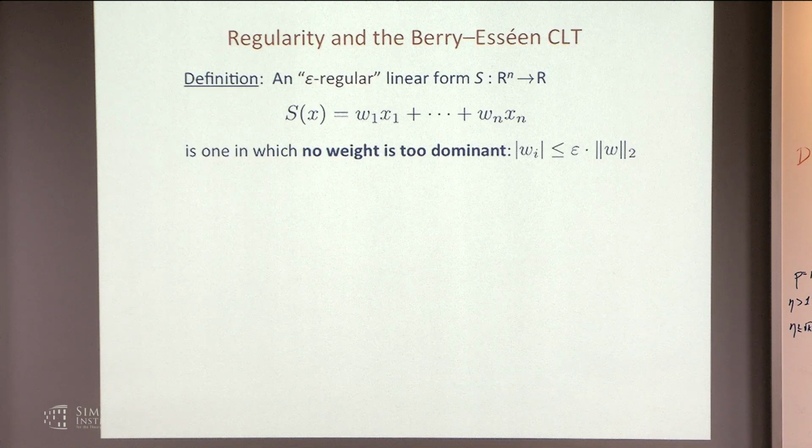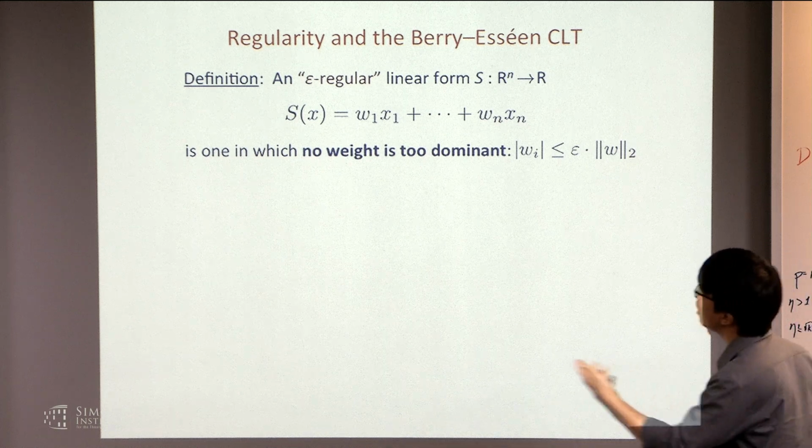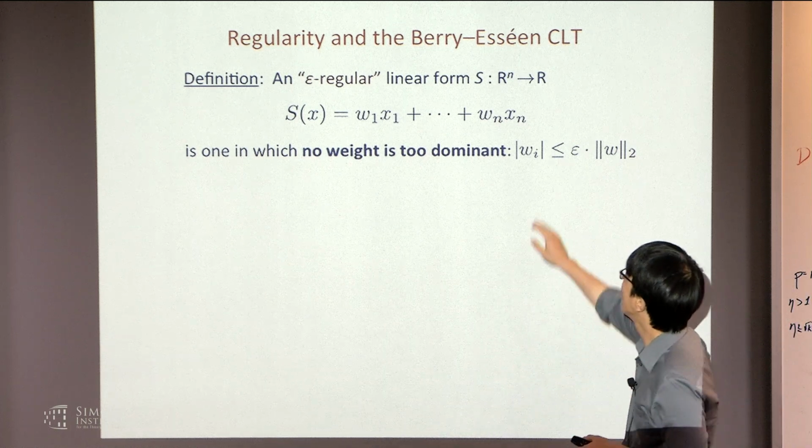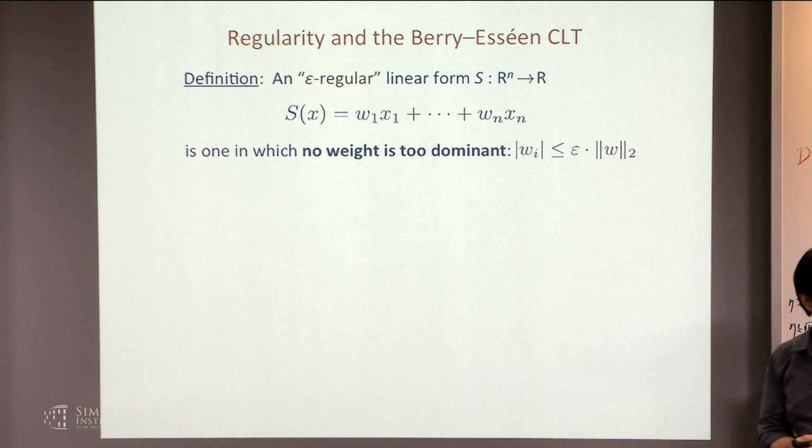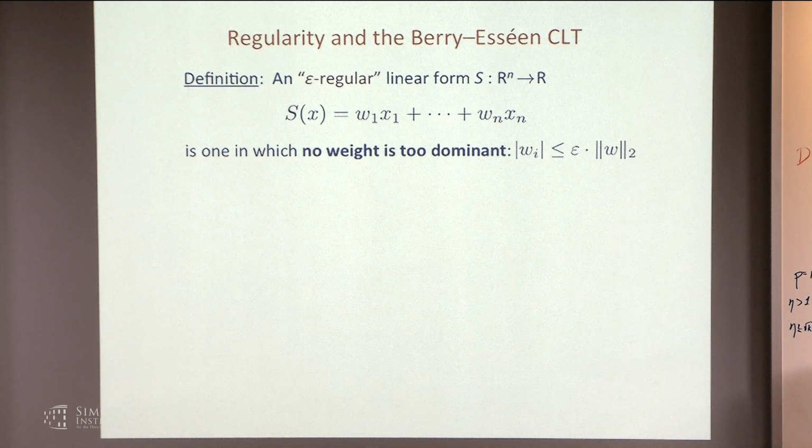Okay, so let's look at an explicit central limit theorem. The Berry-Esséen central limit theorem is a sort of quantitative central limit theorem. So given an epsilon-regular linear form, this is one, a linear form in which no weight is too dominant. Every weight's magnitude is at most an epsilon fraction of the overall 2 norm. This is what a regular linear form means.